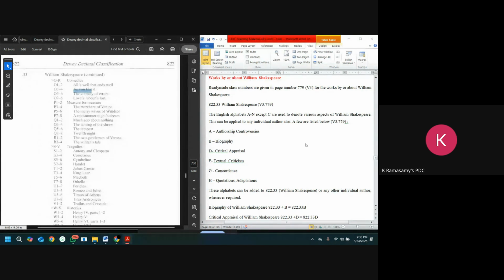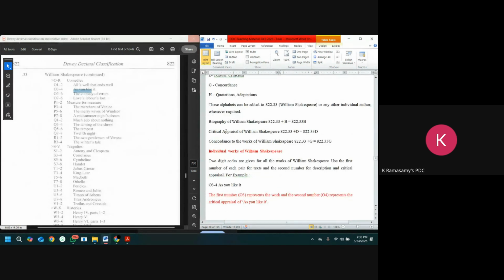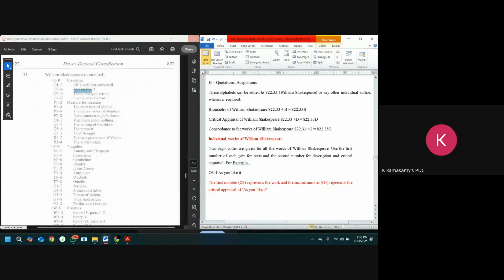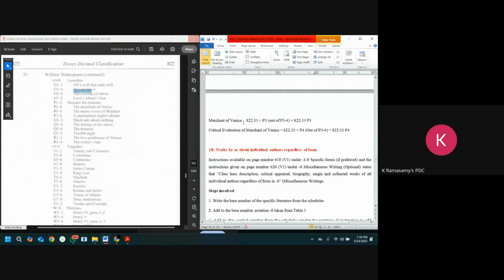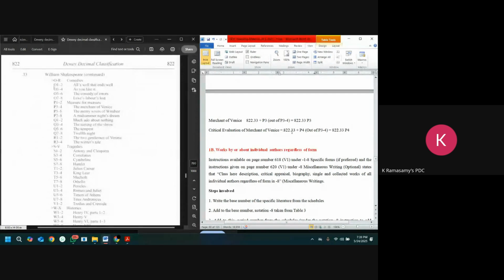See how you write the number? I'll give you an example. See, a very simple example I'll give you. See here, Merchant of Venice. Look at the table. What is the number for Merchant of Venice? The Merchant of Venice number is 822.33 P4. Where is P4? P4 is here. P3, P4, Merchant of Venice. Okay. Here, P3 means it is the real work. Real work means 822.33 P3 means the original work written by William Shakespeare. Okay. And what is the number for critical evaluation of Merchant of Venice?